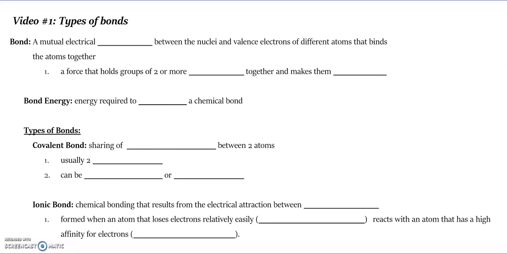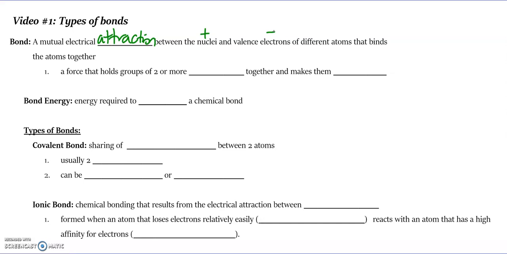This video is on types of bonds. A bond is a mutual electrical attraction between the nuclei and valence electrons of different atoms that binds the atoms together. So nuclei, remember the nucleus is going to be positive and your electrons are negative. So there's that attraction there.